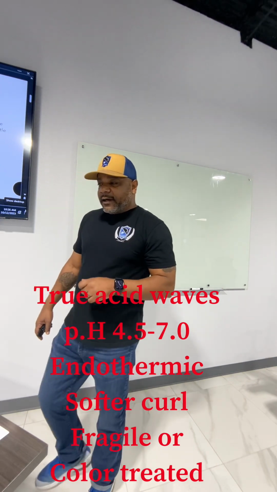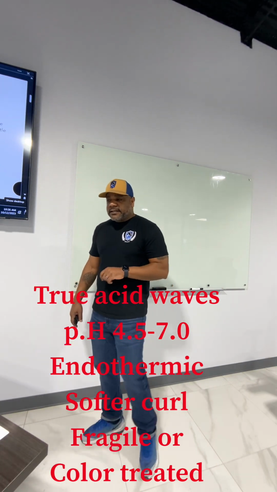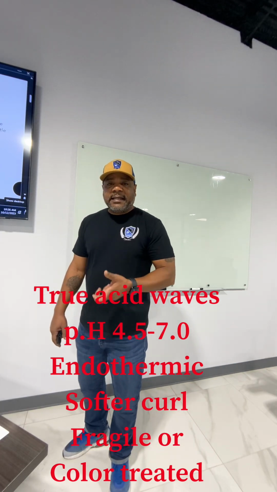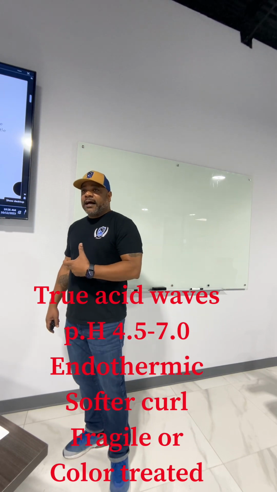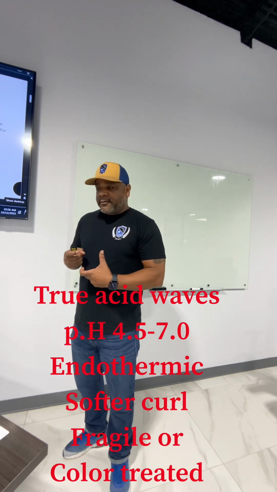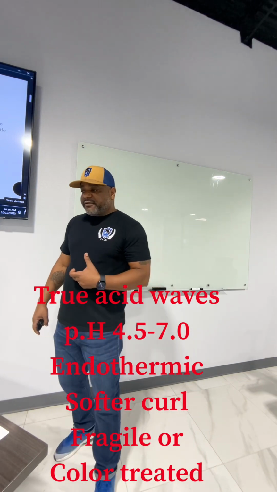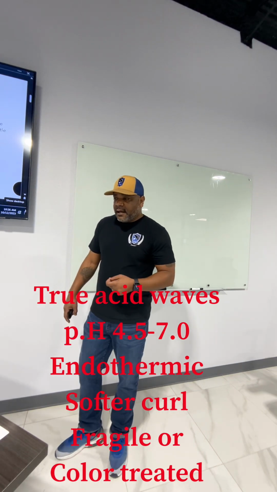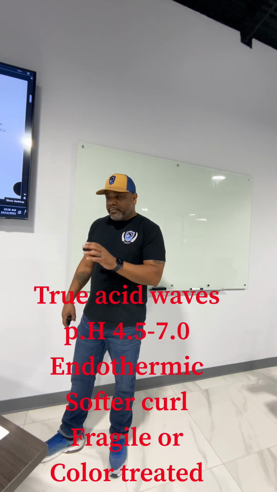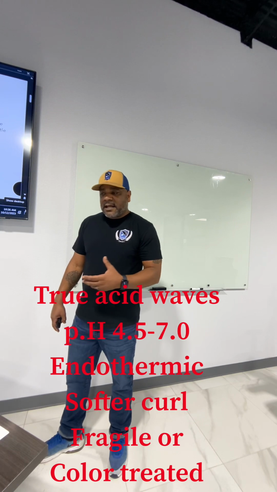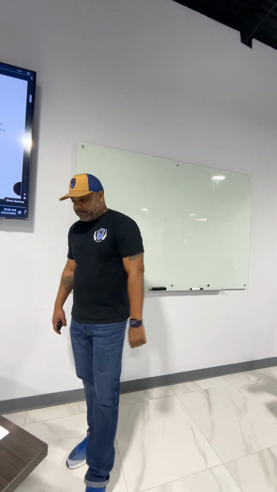Now, these waves are considered endothermic. What does that mean? That means it requires an outside heat source, something like a blow dryer, to activate the product. Benefits are softer curl patterns, slower processing time but more controllable, 15 to 25 minutes, and it's gentle on the hair. True acid waves are typically used for fragile and color-treated hair.